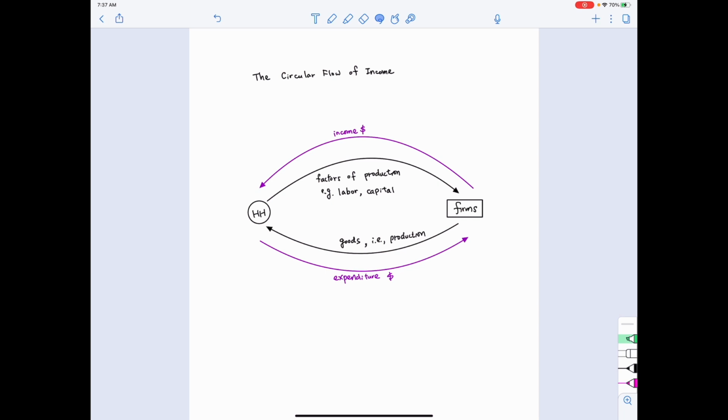Therefore, we claim that the total payment to the factors of production needs to equal the total value of the goods that are produced and equal the total expenditure the households spent for buying the goods. Therefore, there are three ways to come up with the GDP. We call them the product approach, the expenditure approach, and the income approach.